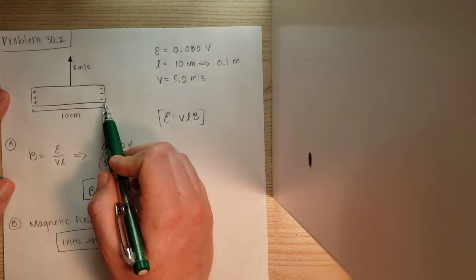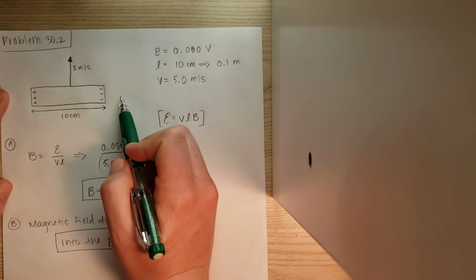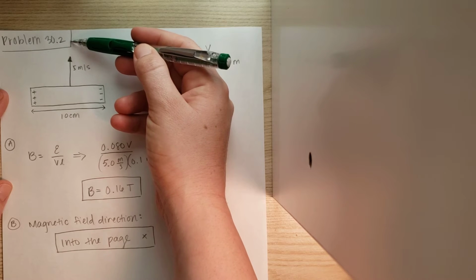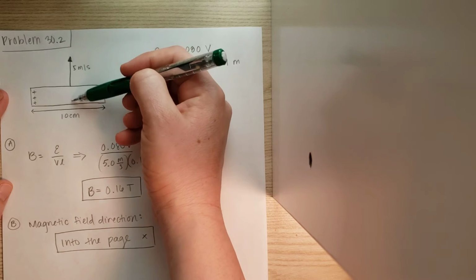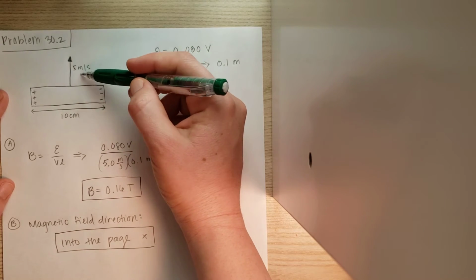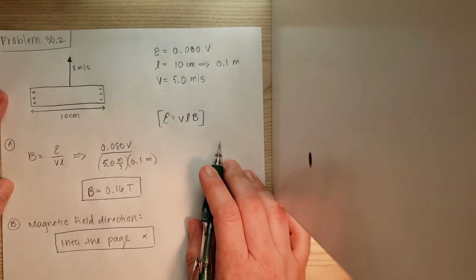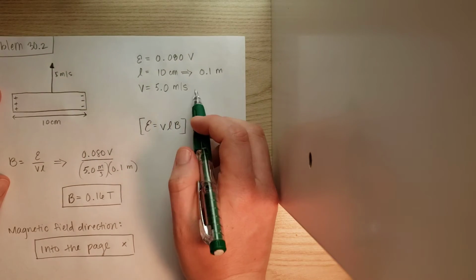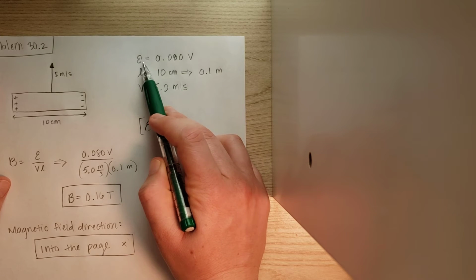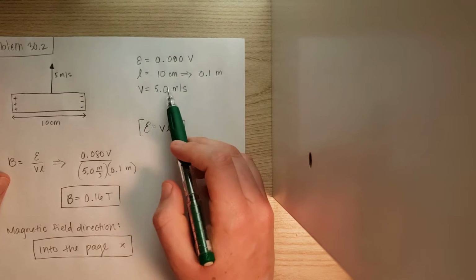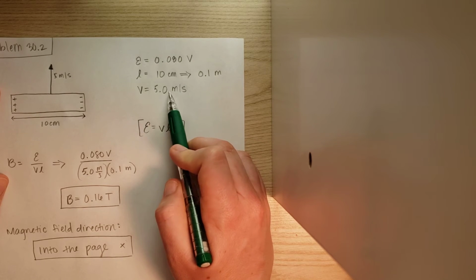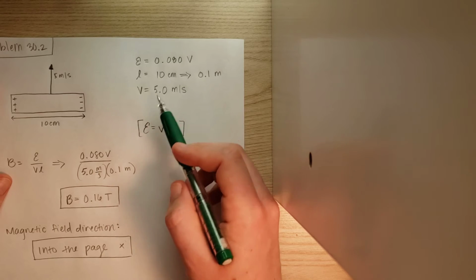Here's our 10 centimeter long wire, positively charged at this end, negatively charged at this end, and then it's being moved into the magnetic field, perpendicular, at a speed of 5 meters per second. So I've just listed out those variables given to us. That potential difference is equivalent to our EMF. We have the length, which we've converted to meters, and then the velocity.